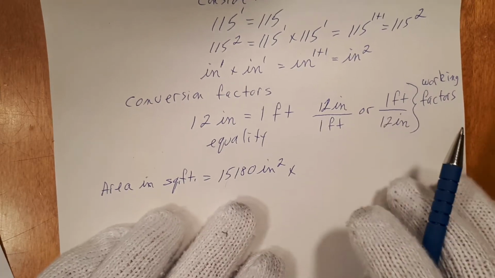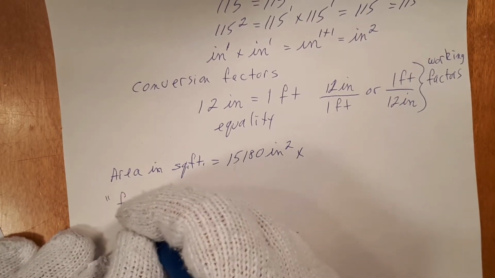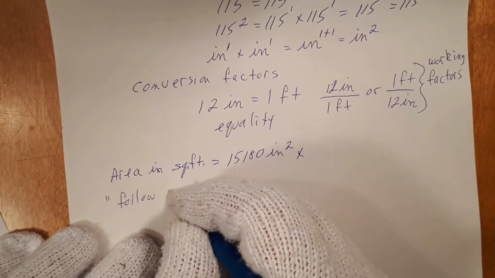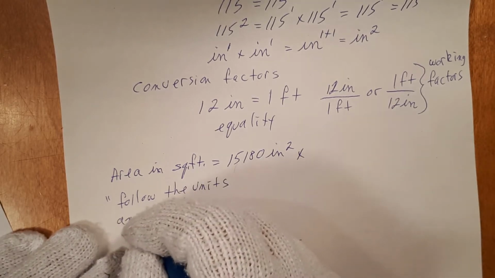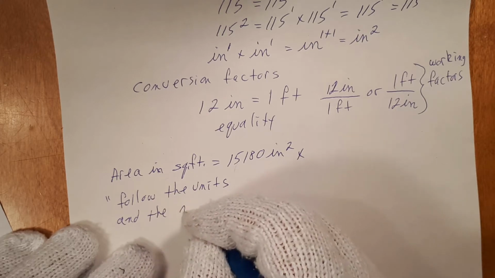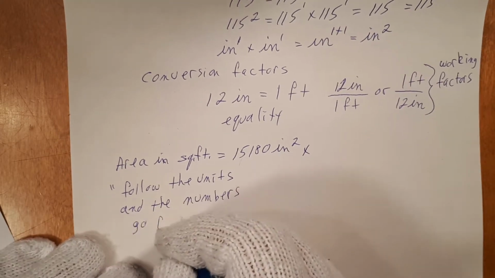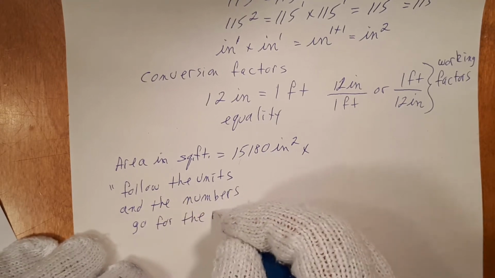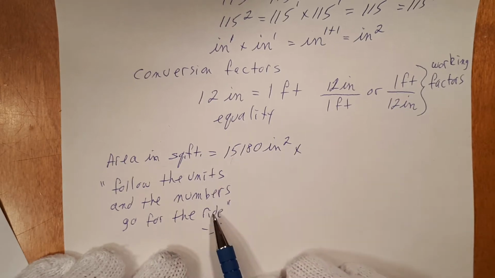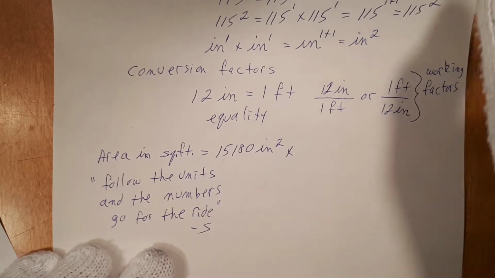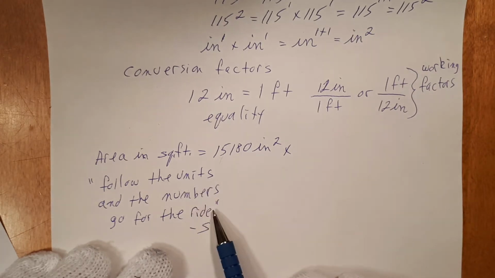And the rule that I use here is one that I coined some years ago. And that is follow the units, and the numbers go for the ride. That's how we're going to operate on all units, even in our equations, especially in conversions. Follow the units and the numbers go for the ride.